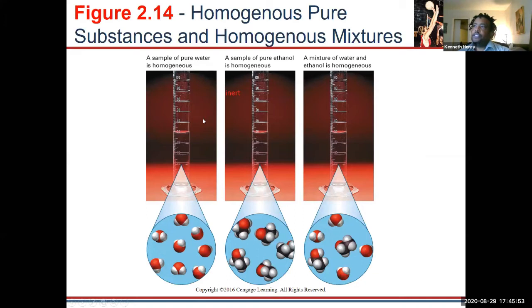So this is just basically showing you that. Here we have pure water. Here we have pure ethanol. Ethanol is drinking alcohol. And if I mix the two, can you tell the difference? But if we looked at them at a molecular level or at a particulate level, you can tell the difference between the water molecule and the alcohol molecule. Okay?